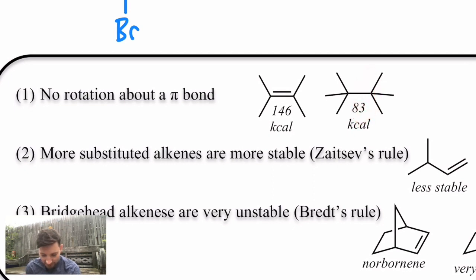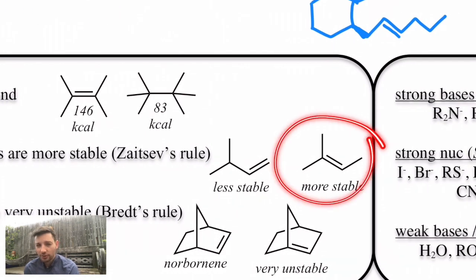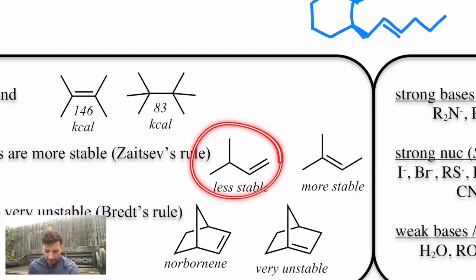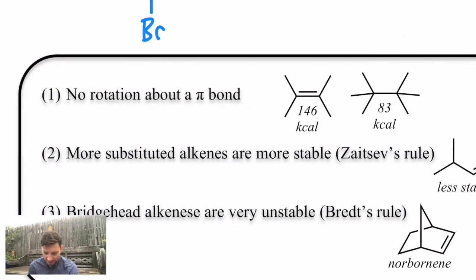There's a rule that says more substituted alkenes are more stable. We know this already. It's Zaitsev's rule, so we have a more stable alkene for most E2 and E1 reactions, as opposed to the less stable alkene. And then there is another rule called Bredt's rule, which says that bridgehead alkenes are very unstable.